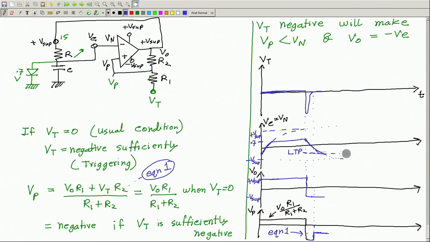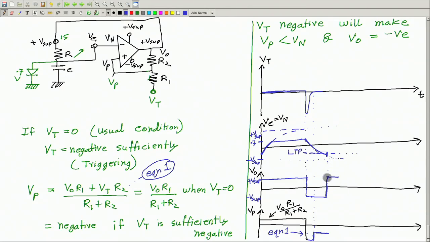If this line is the lower trigger point of this Schmitt trigger, and you see this is coming below the lower trigger point. Therefore, here the output, where is my output? This is my output. The output will become positive again.